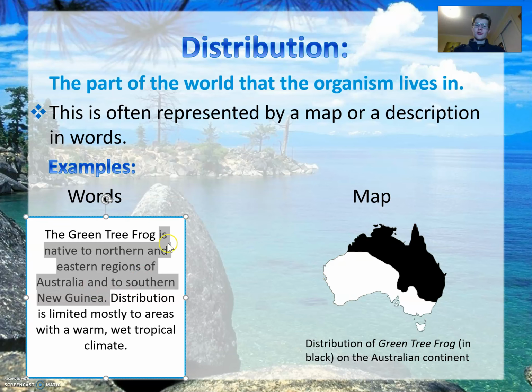This is not the green tree frog's habitat. This is its distribution. We don't say that this area is the green tree frog's habitat, because if we picked a random area in this map, we would probably not find a place which an organism such as the green tree frog can live in. The green tree frog doesn't live in any place within this map, but it lives in the general places within this map. So this is its distribution.